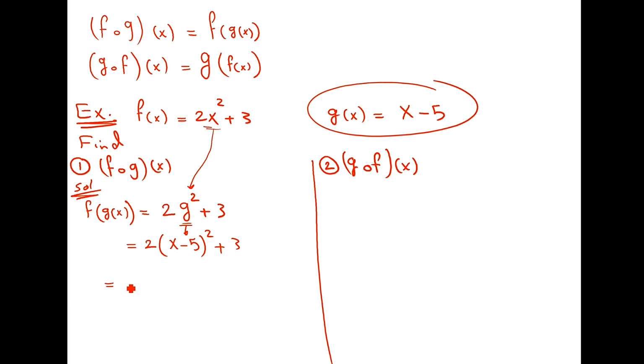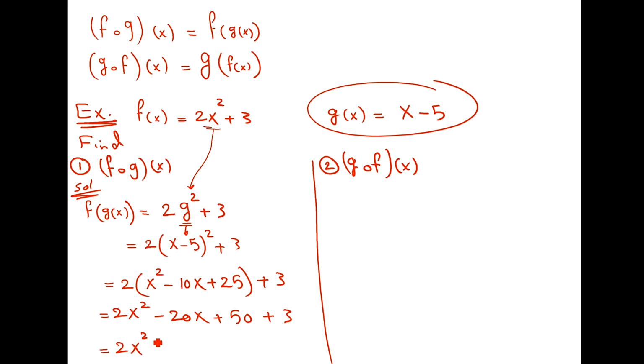Now we have 2, the square x squared minus 10x plus 25, plus 3. Multiplied by 2, we have 2x squared minus 20x plus 50 plus 3. So we have 2x squared minus 20x plus 53. This is the f composite g.